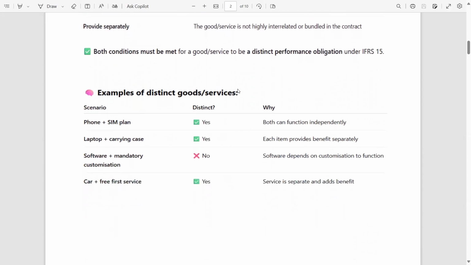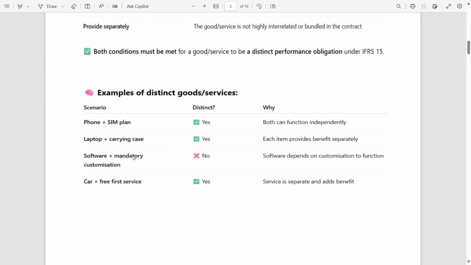Examples of distinct goods or services scenario: phone plus SIM plan. Distinct? Yes. Why? Both can function independently. Without a SIM, you can use your phone. Laptop plus carrying case. Yes, each item provides benefits separately. The laptop has its own benefits and the case has its own benefit.